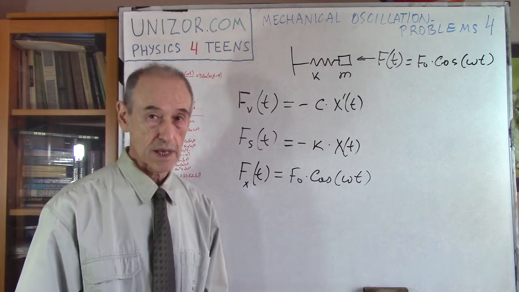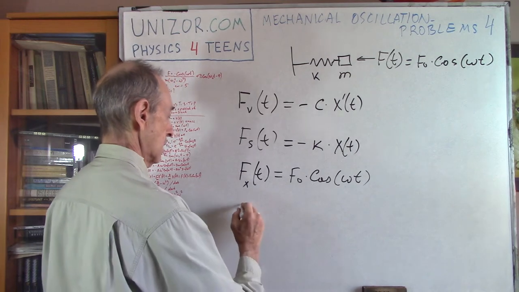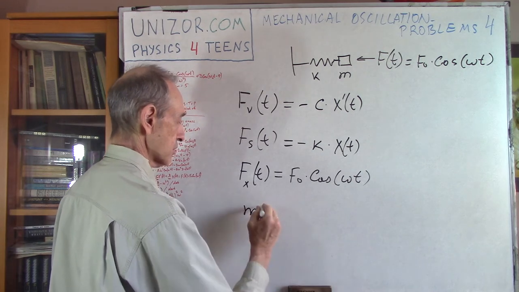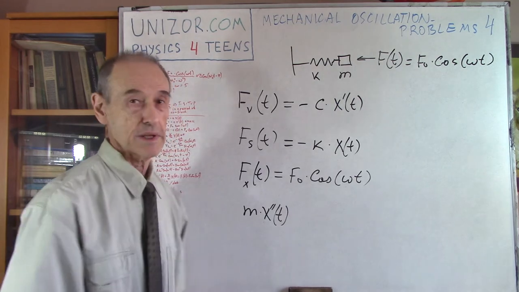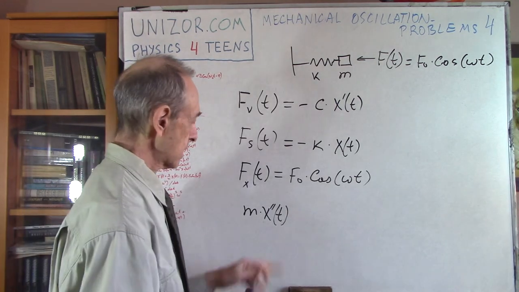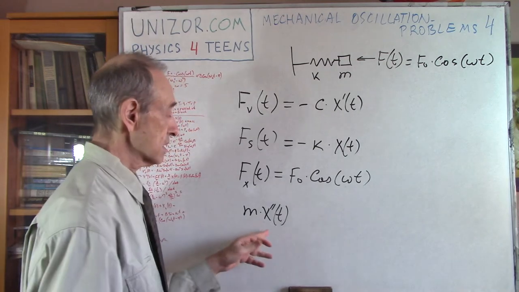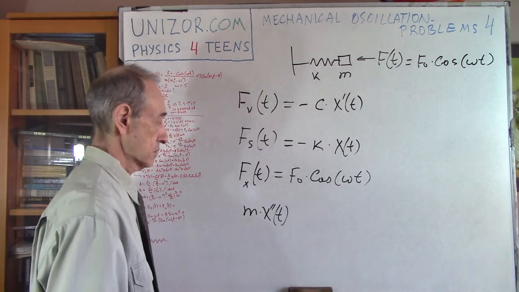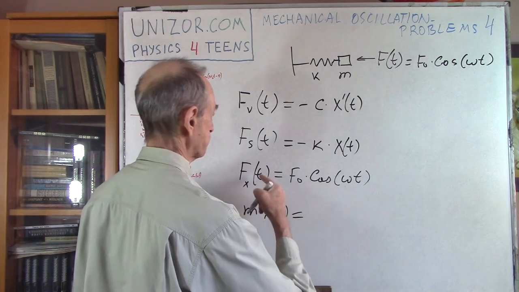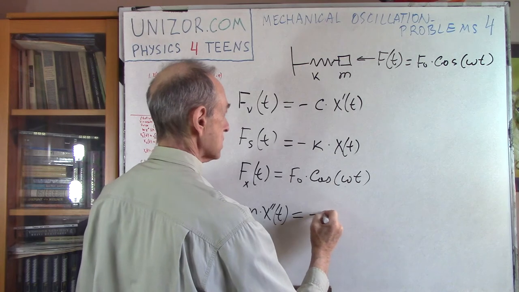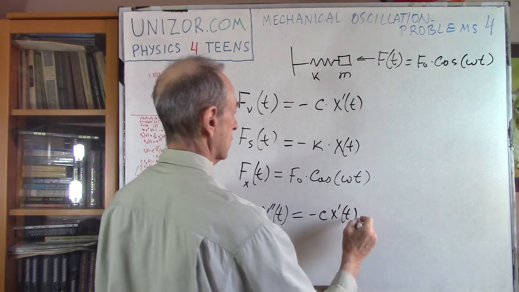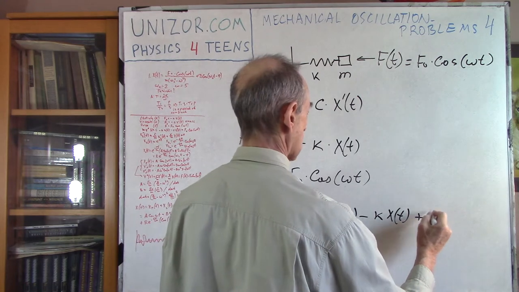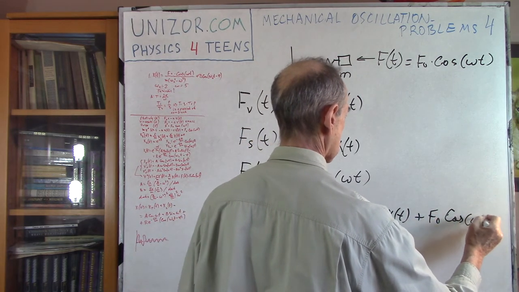Now, it's based on Newton's second law, which says that mass times acceleration, usually it's the letter a, but I will use the second derivative of the displacement, right? The first derivative is speed, and the second derivative is acceleration. So this is supposed to be equal to the total of all the forces acting on this object, which means it's equal to minus Cx first derivative, minus Kx function, and plus F0 cosine omega t.